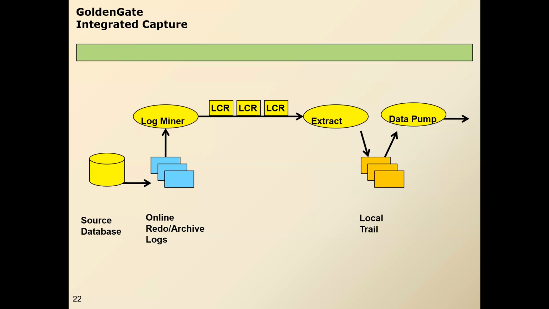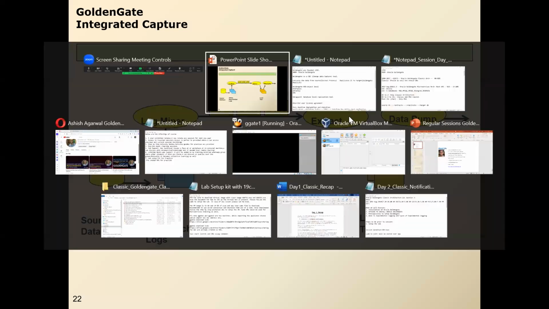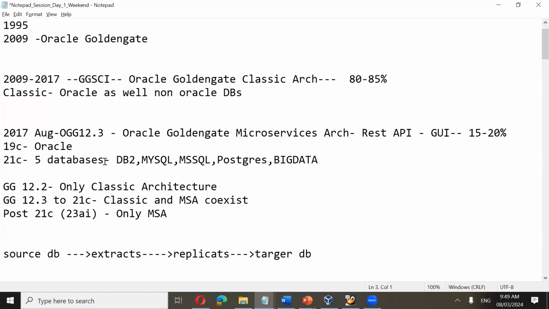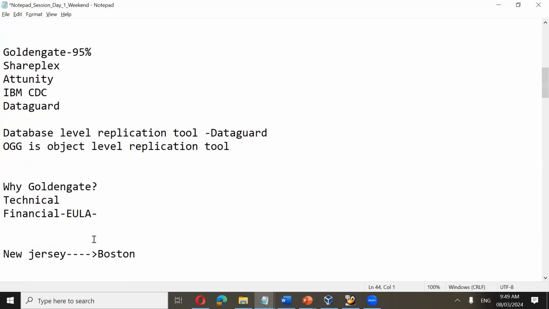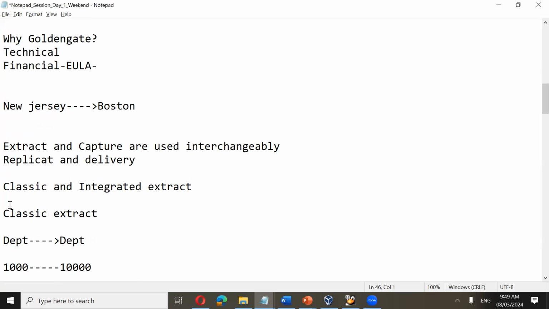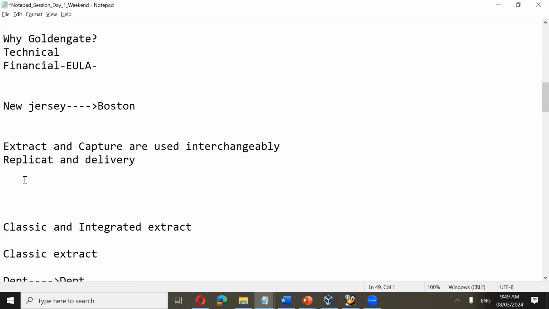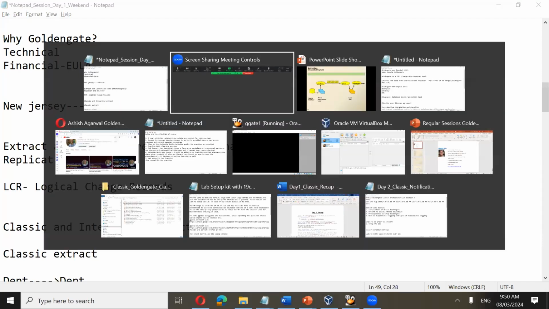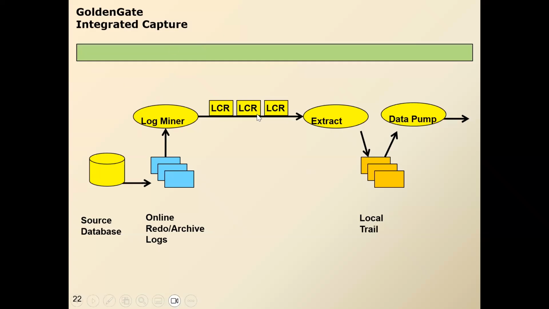And then log miner passes on the changes to the extract process. This is called LCR. LCR stands for logical change records. So the log miner passes on the changes in the form of LCR, then the extract process captures it and writes it to the local trail.